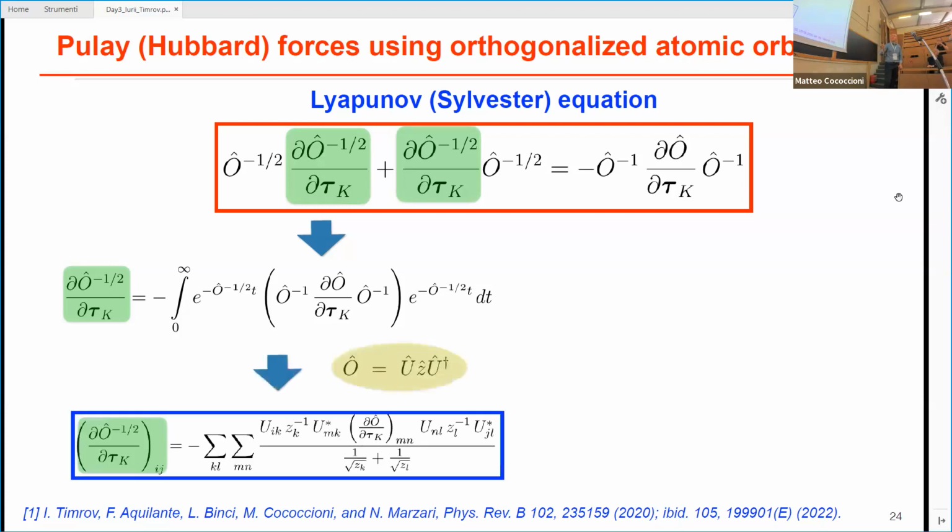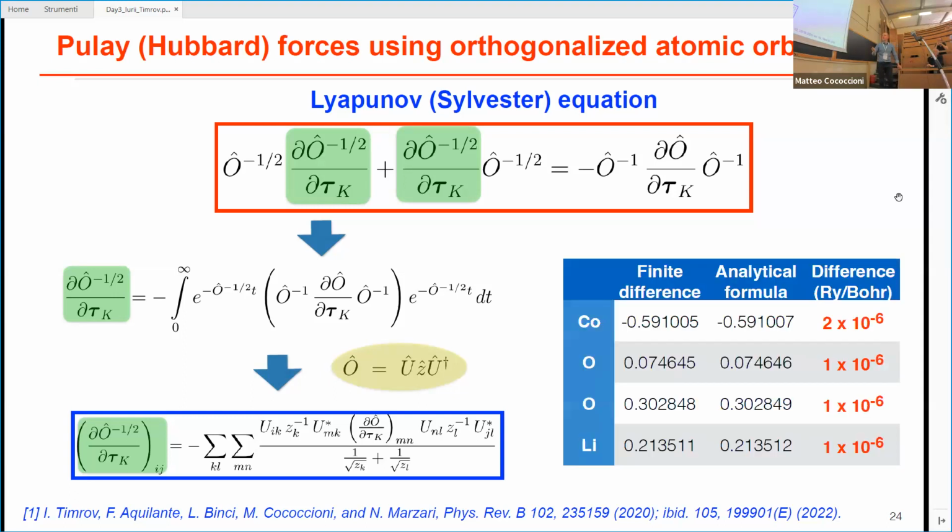Anyways, there is an exact solution to this equation, which can be written in this compact form. All you need is just Z, which are the eigenvalues of this matrix, and the eigenvectors. That's all you need to do. And this is implemented in Quantum ESPRESSO.